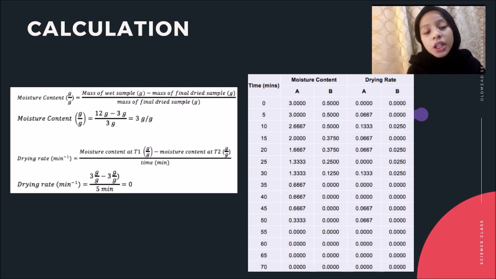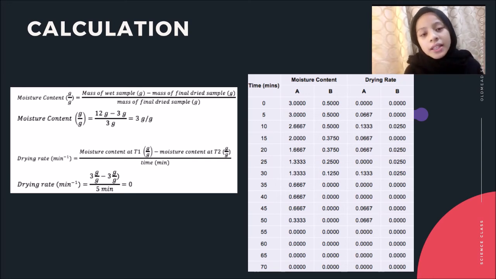It is pretty simple. We need to subtract the mass of the dried sample at the end of the experiment from the mass of the wet sample at that particular time interval, and divide it by the mass of the dried sample at the end of the experiment as well. The sample calculation is shown in the video.